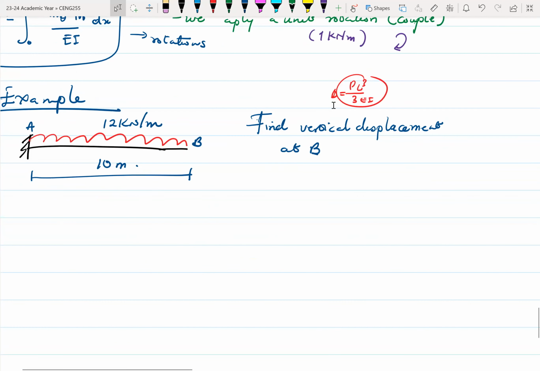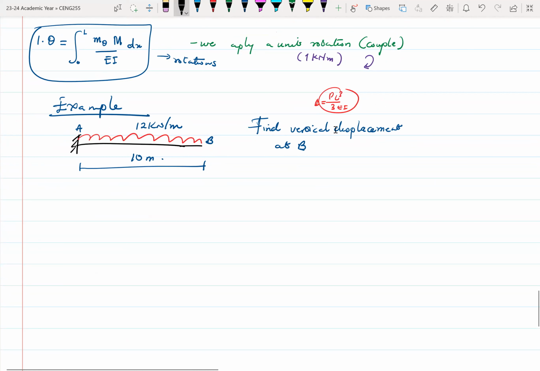Okay. So now let's look at what to do. We have come to this equation here: to find the vertical displacement at any point, this is what we have.